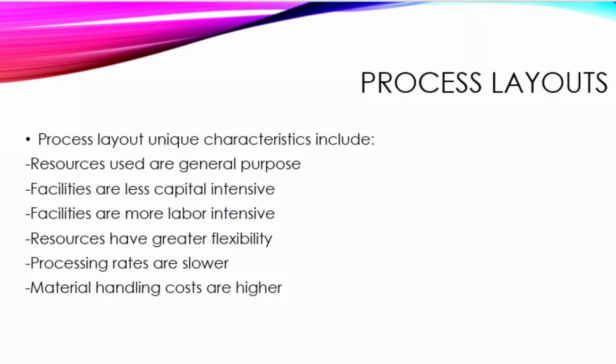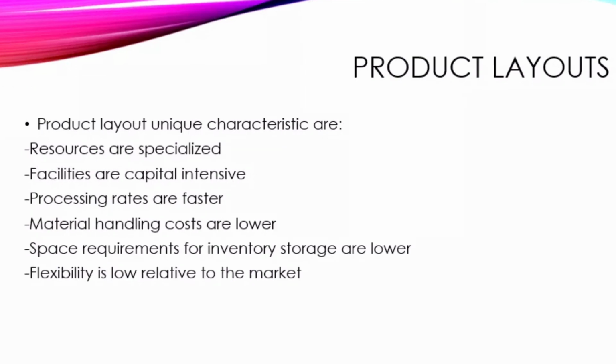Process layout unique characteristics include: resources used are general purpose. Facilities are less capital intensive. Facilities are more labor intensive. Resources have greater flexibility. Processing rates are slower. Material handling costs are higher. And for the product layouts, unique characteristics are: resources are specialized. Facilities are capital intensive. Processing rates are faster. Material handling costs are lower. Space requirements for inventory storage are lower. Flexibility is low relative to the market.